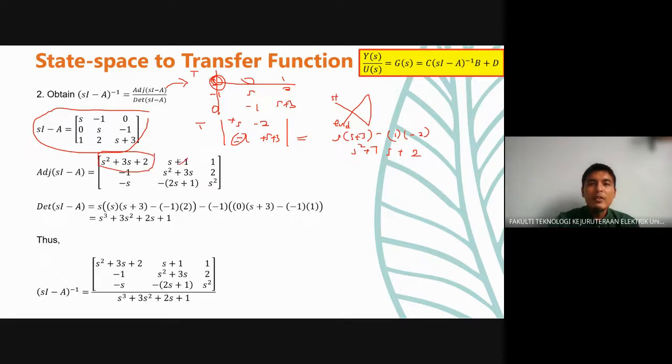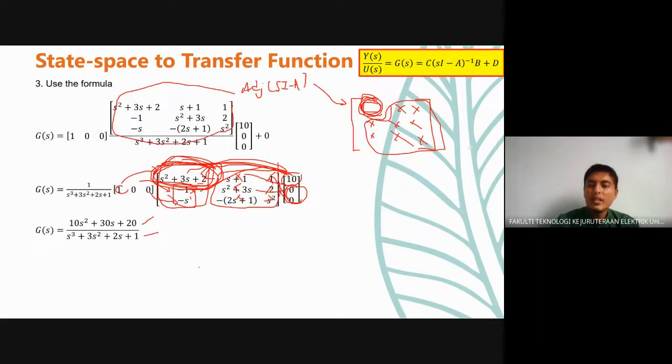The rest you do not need to calculate. You just name it as A, B, C, and so on, put it in the formula, and finally you obtain the answer. However, you just need to know which one you need to calculate. In this case, you know that you need to calculate here only. So this is your transfer function.